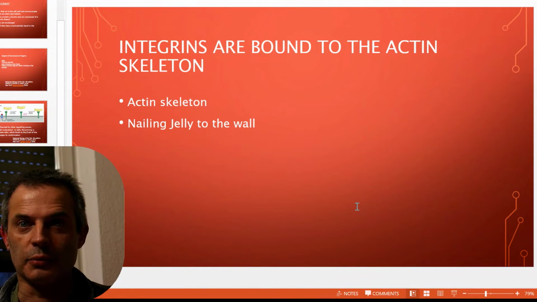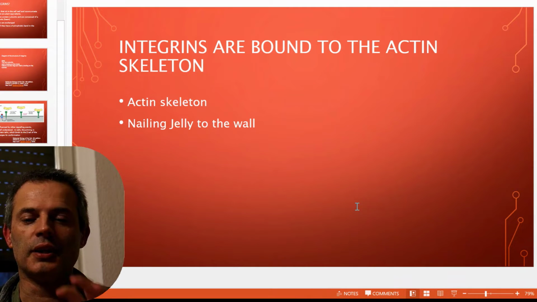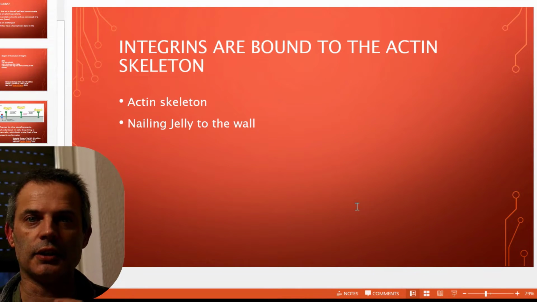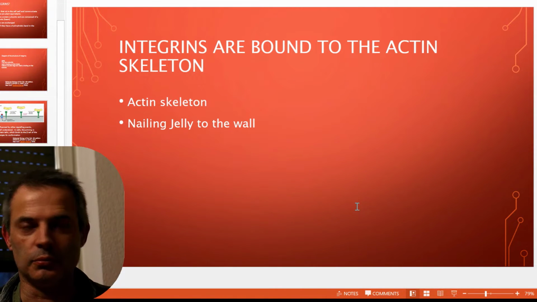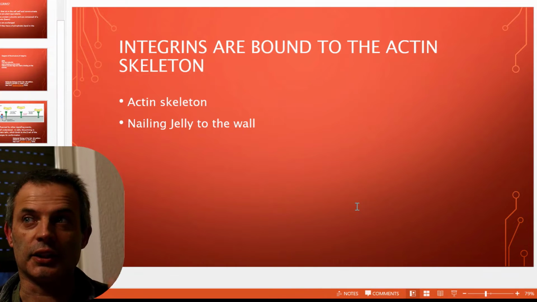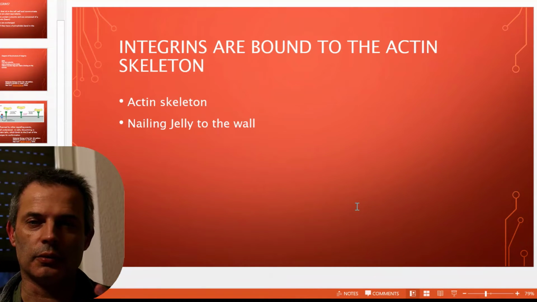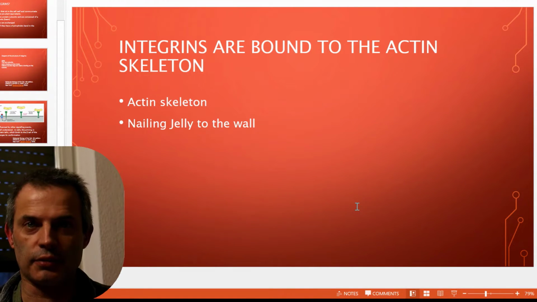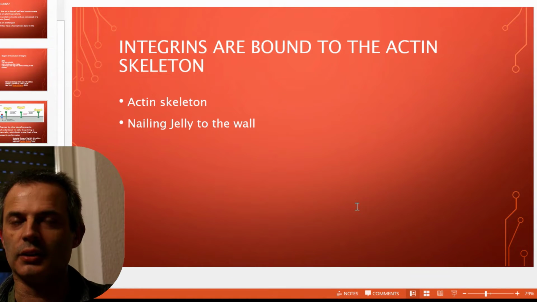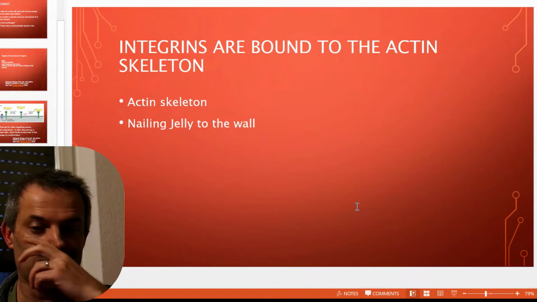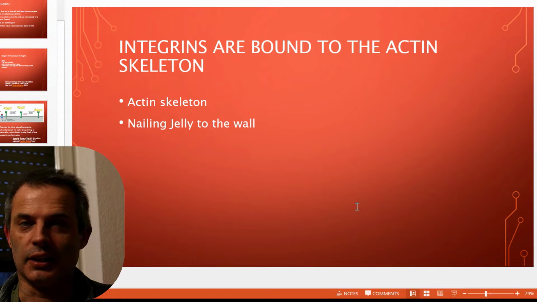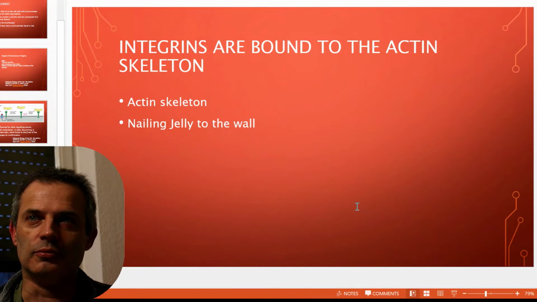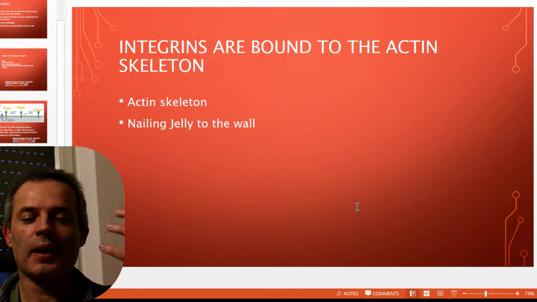Importantly, as I mentioned before, but I was getting ahead of myself, integrins are bound to the actin skeleton of the cell. If we imagine, so this is a sort of British figure of speech, that it's like nailing jelly to the wall. If you take some jelly, which is Wackelpudding in German, and we try to attach it to something, it's very difficult. We can hold it in the bowl. We can't stick it to anything. We can't nail it to anything. That's because it's not got any very good places to hold it.